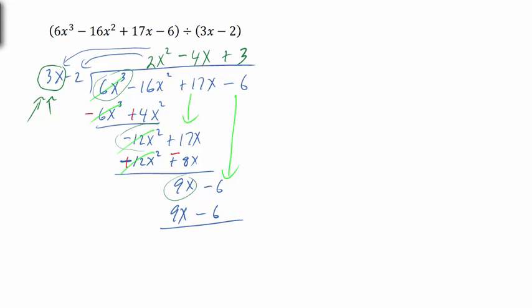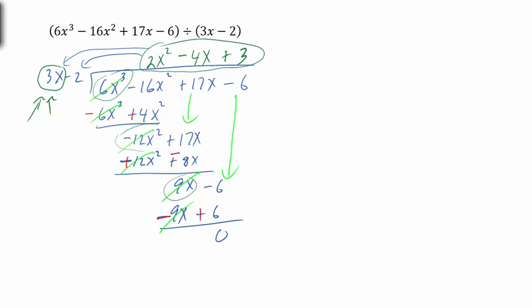And once again here, we're going to distribute the negative. So we end up with a negative 9x and a positive 6. The first term will cancel, and in this case, the second term cancels. And once again, we have a remainder of 0. And this is our answer, 2x squared minus 4x plus 3.